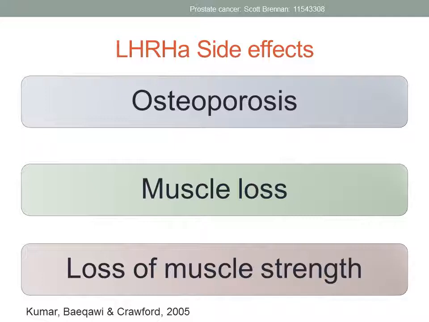There are a number of musculoskeletal side effects which accompany the long-term use of luteinizing hormone releasing hormone agonists as a therapy. These musculoskeletal side effects of hormone therapy include osteoporosis, loss of muscle mass, and loss of muscle strength.